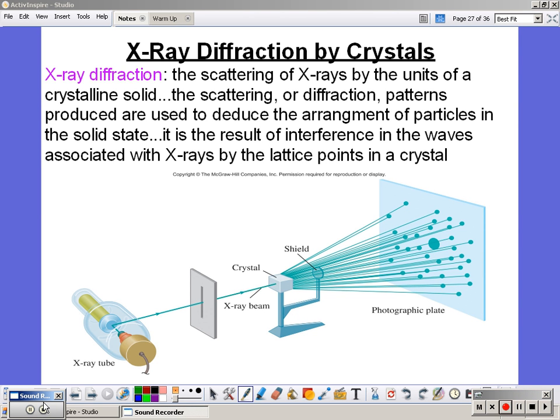X-ray diffraction by crystals. X-ray diffraction is a scattering of X-rays by the units of a crystalline solid. The scattering or diffraction patterns produced are used to deduce the arrangement of particles in the solid state. It is the result of the interference of the waves associated with the X-rays by the lattice points in the crystal. And in this diagram you can see the setup for how X-ray diffraction is done.